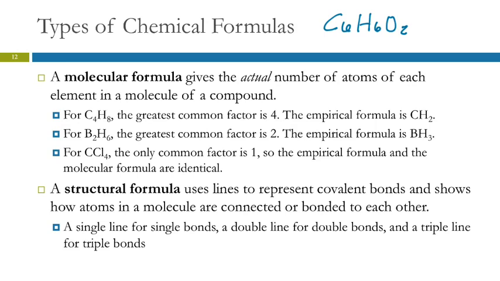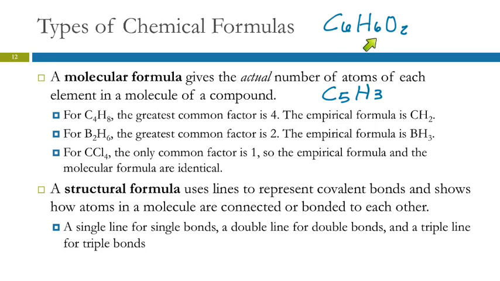Well, like the numbers, it'll be like C5H3. Okay, if it's like C5H3, then this is the lowest ratio, 5 to 3. There's no common factor other than 1. And so then the empirical formula and the molecular formula are the same.